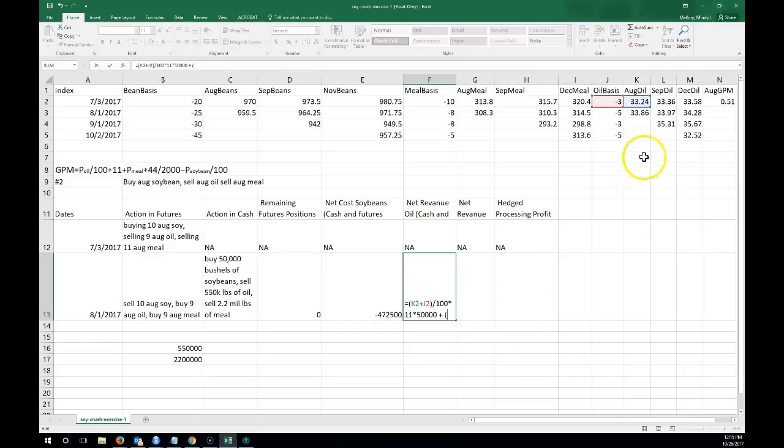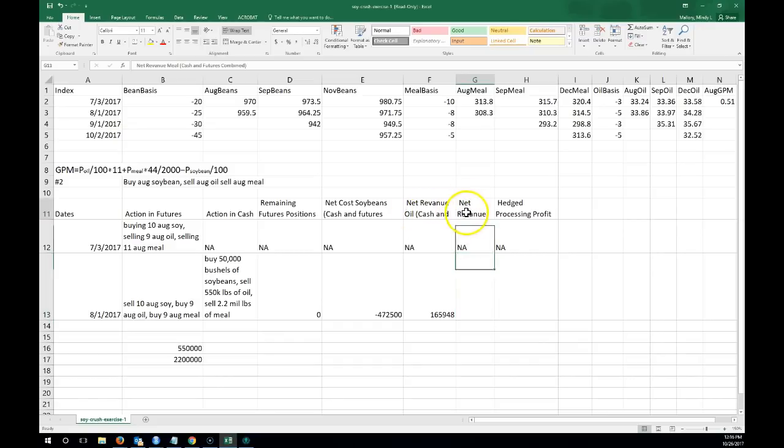So we sold the August price, and we bought the September price. Sorry, we bought the August price. We sold the August price in July, and we bought the August price back in August. Divided by 100, and this is times 60,000 now, because remember that the futures contract is for 60,000 pounds. So our revenue is 165,948.